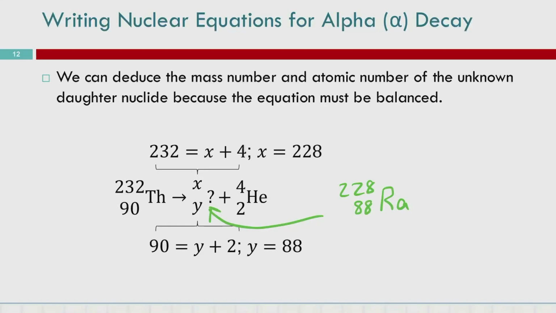We could also use it to find the parent nuclide. So if we have the daughter nuclide, if we've got the two things on the right side, if we've got the daughter nuclide and we know what type of decay it went through, we could work backwards and solve for the parent nuclide as well, yes.